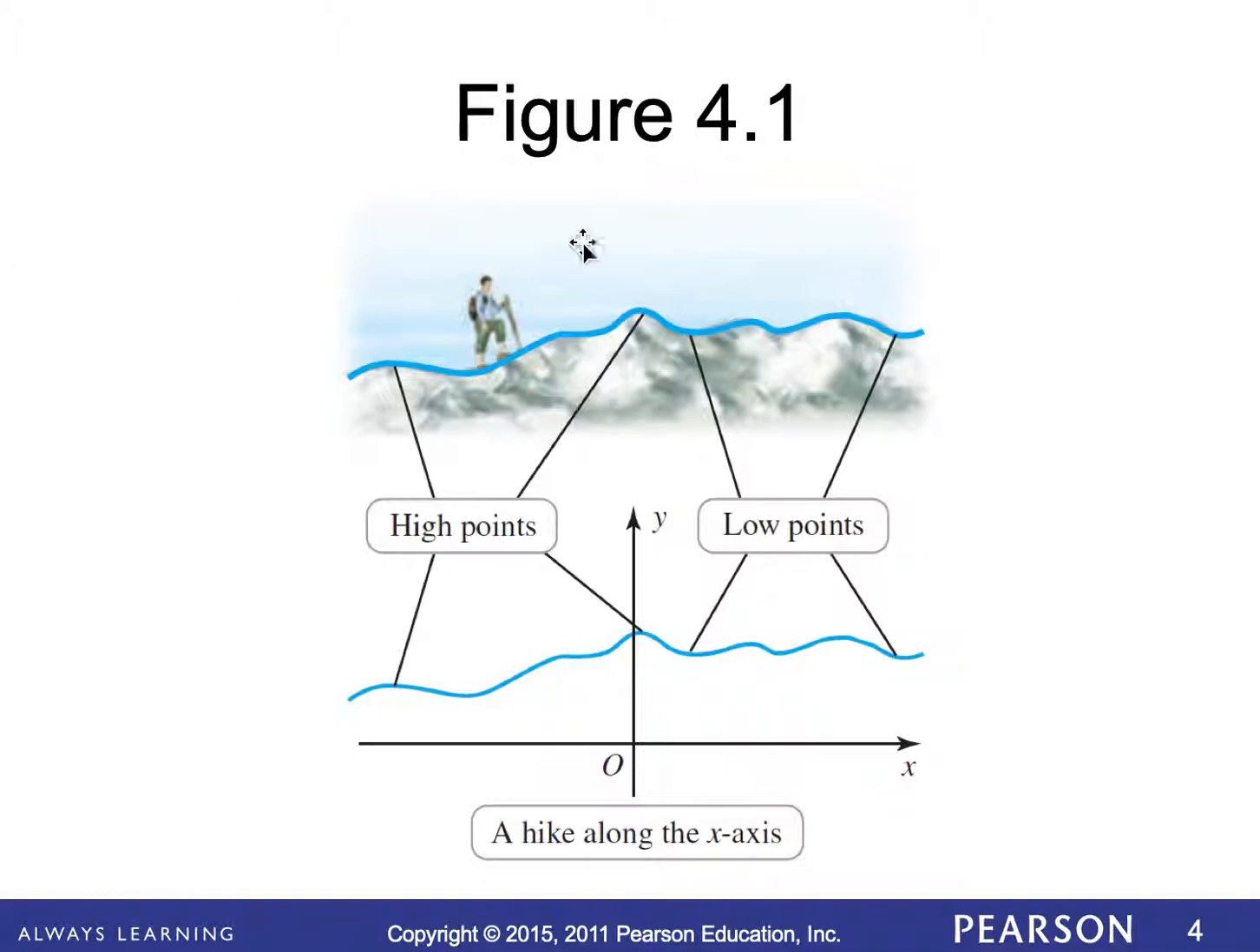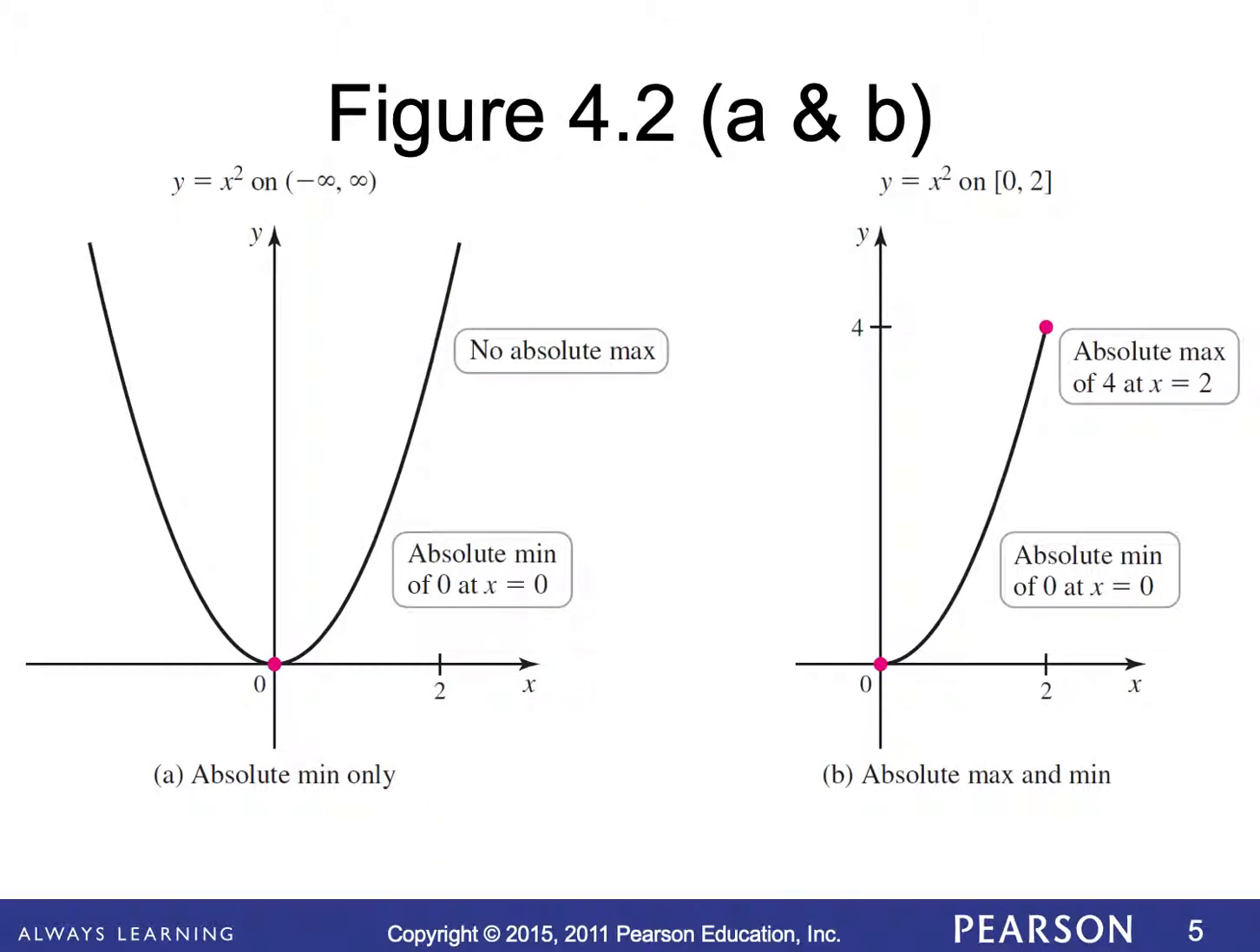So for instance, if I'm looking at this graph, this would be a high point, this would be a high point. We have a low point at this little valley and a low point at this little valley. But overall, this appears to be the absolute maximum because it is truly the highest point.